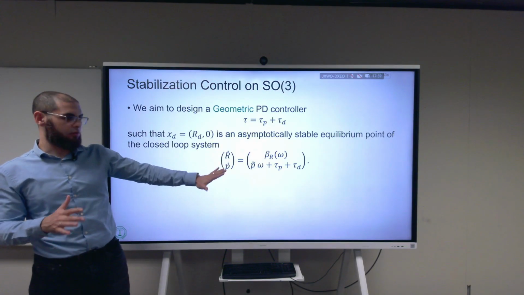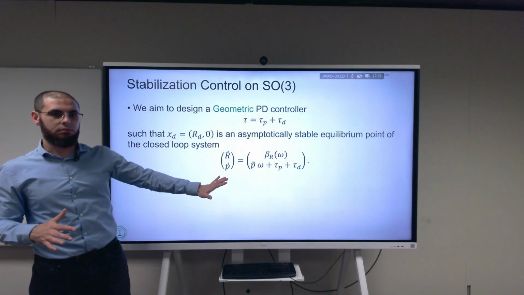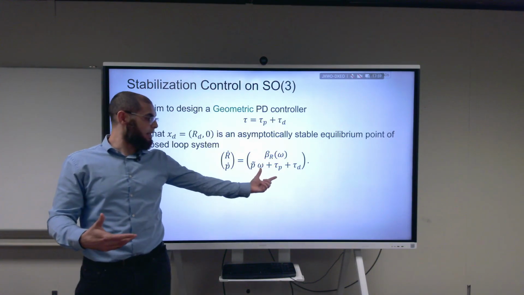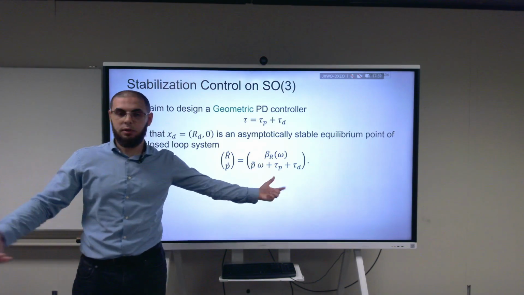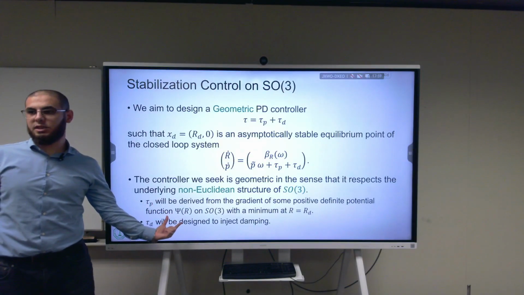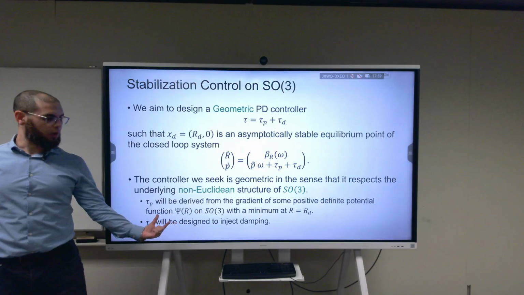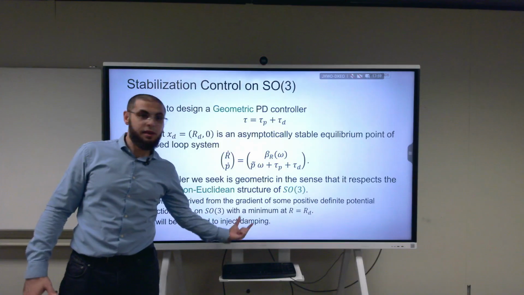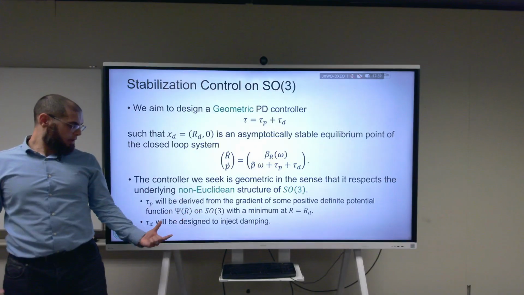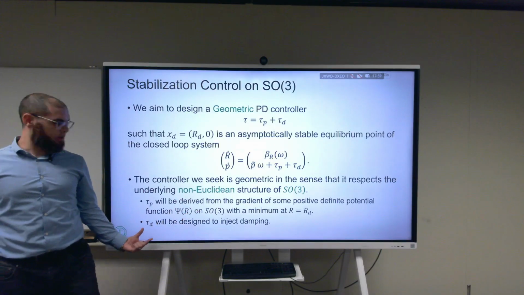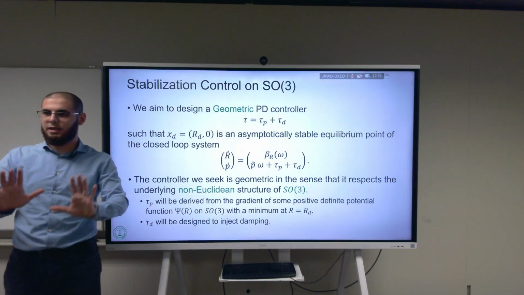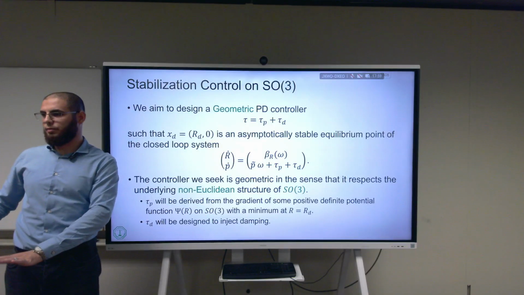We can reformulate it in terms of V, the Lyapunov function. Exactly. So now we can think of the proportional term as coming from the gradient of some potential function psi of R. Okay. And we will design it such that it has a minimum at R equal R desired. So that's something you can design. And afterwards, we're going to be choosing tau desired such that we inject damping. Exactly the same as what we did for the R3 example. Make sense?